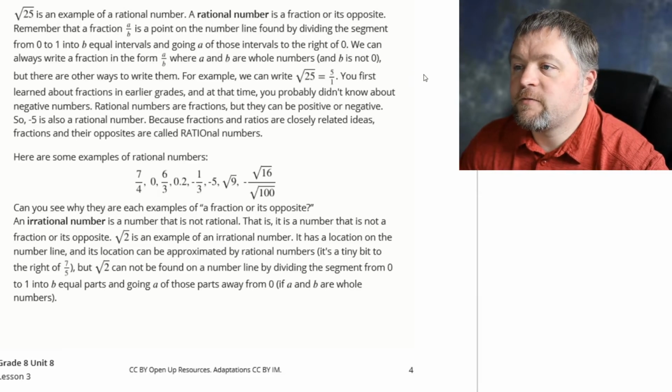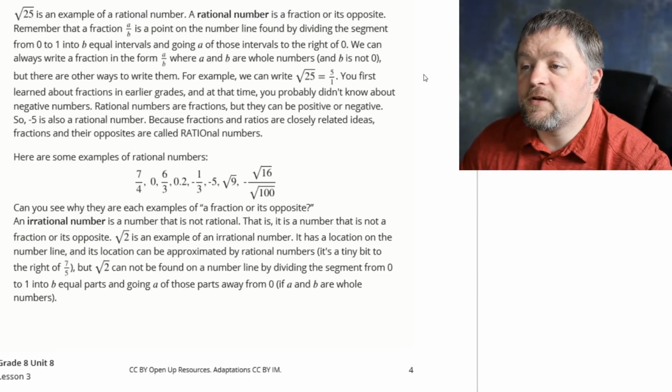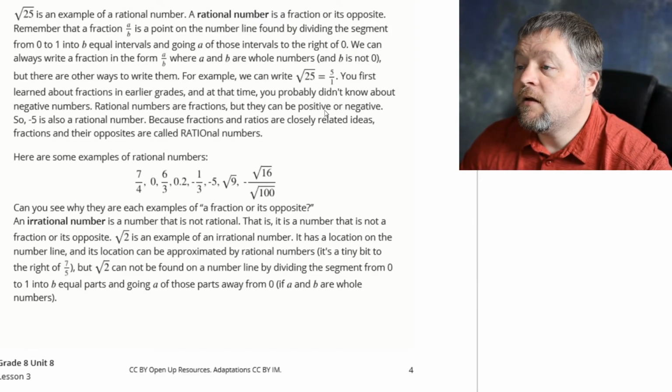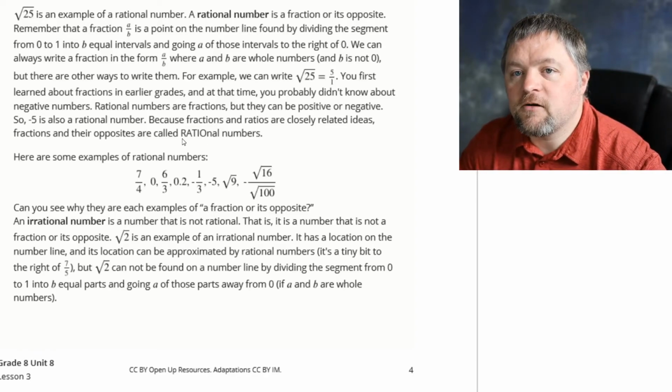You first learned about fractions in earlier grades, and at that time you probably didn't know about negative numbers. Rational numbers are fractions, but they can be positive or negative. So negative 5 is also a rational number. Because fractions and ratios are closely related ideas, fractions and their opposites are called rational numbers, because of the ratio in rational.